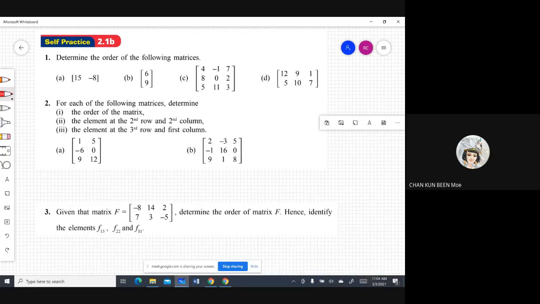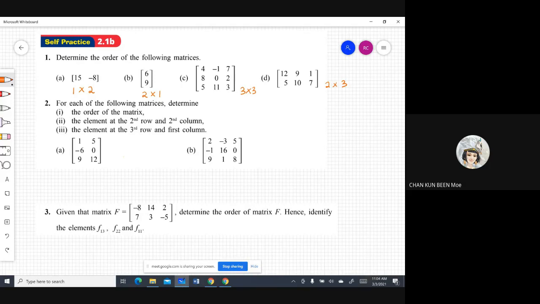So for question A, 15 and -8, the order is 1 row, so 1 times 2, 2 columns. And for B, it is 2 rows times 1 column, so 2 by 1. For C, it is 3 times 3. For the last one is 2 times 3.